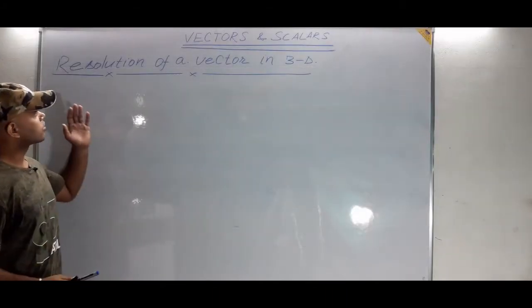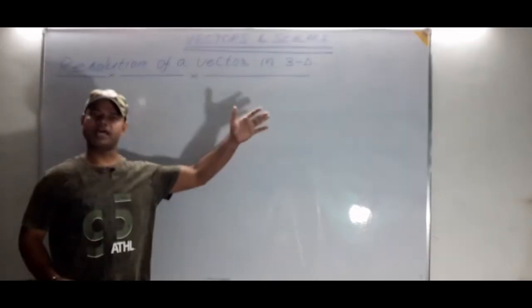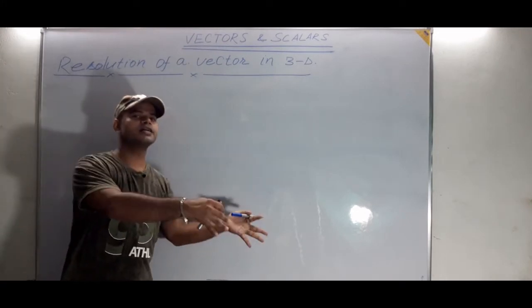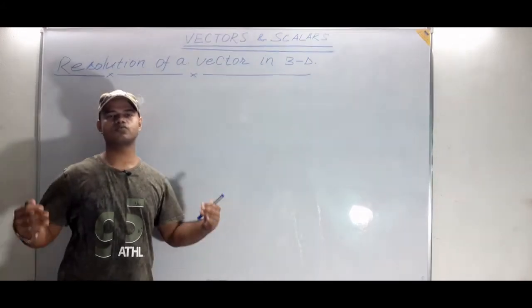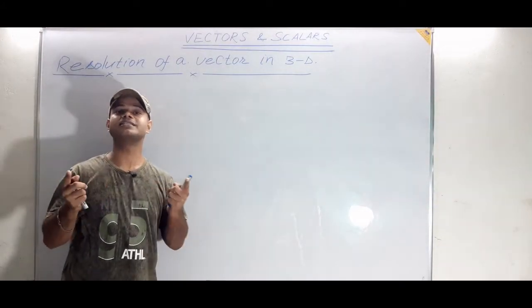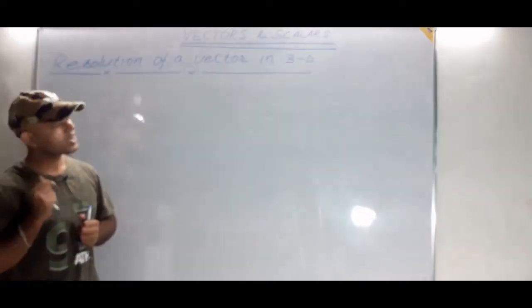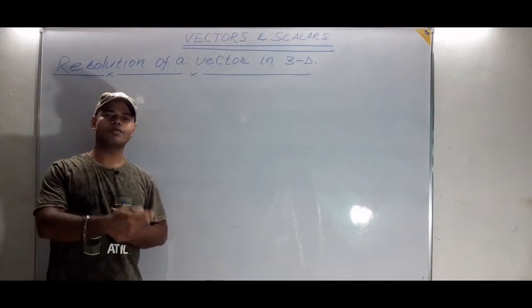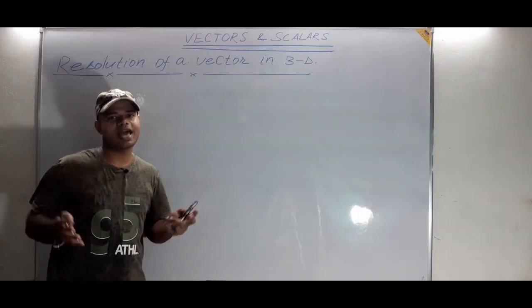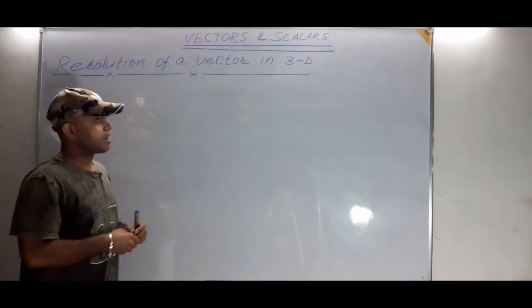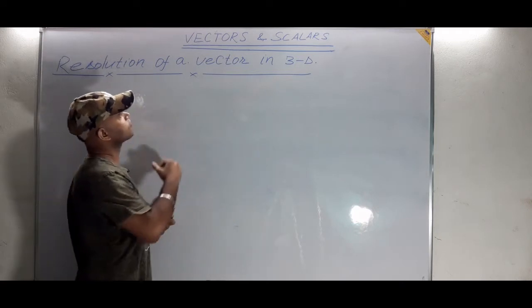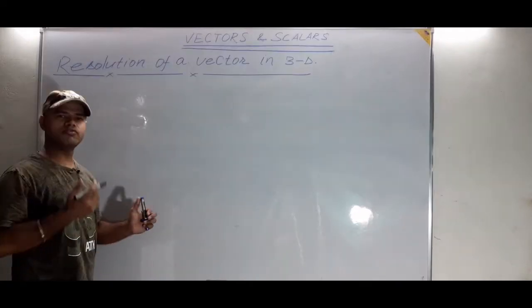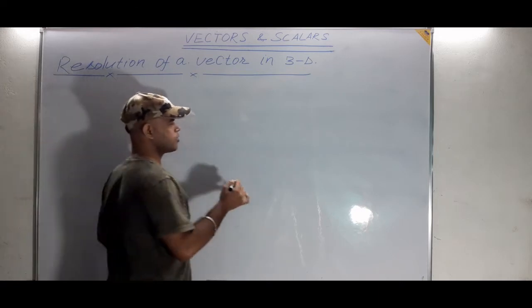Alright, so resolution of a vector in 3 dimension. The first topic will be resolving the vector into its components along 3 axes: the x-axis, y-axis and the new axis, the z-axis. But the question is, why do we need to resolve the vector along 3 axes? If we were able to resolve the vector in 2 dimension, what was the need of resolution in 3D? Because till now we were doing it like this.